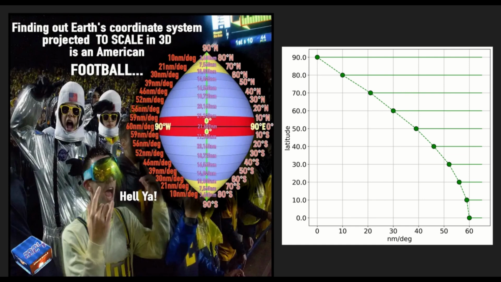So I made the effort on a train ride home to my parents for Christmas. I decided to do something about it. I modeled it out here in a linear fashion, and we see that this looks very similar. I plotted the latitude against the nautical miles per degree, and indeed, if you do that, it does look a little bit like a football.